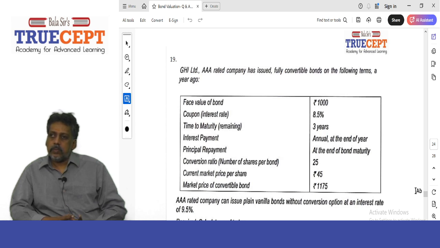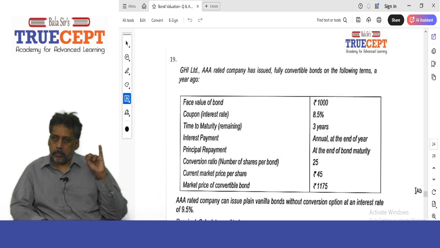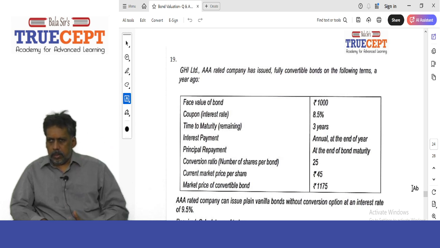GHI Limited, a AAA rated company, has issued fully convertible bonds on the following terms a year ago. Face value of the bond 1000 rupees, coupon interest rate 8.5%, time to maturity remaining 3 years, interest payment annual at the end of the year, principal repayment at the end of bond maturity, conversion ratio, number of shares per bond, is 25, current market price per share 45 rupees, market price of convertible bond 1175 rupees. Okay. Should I read further? Read.